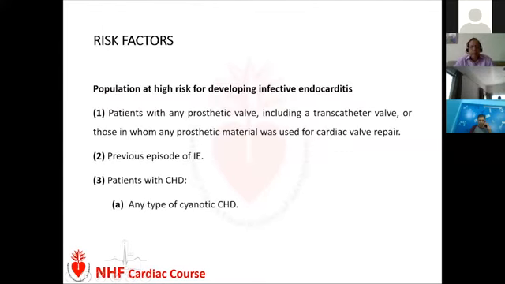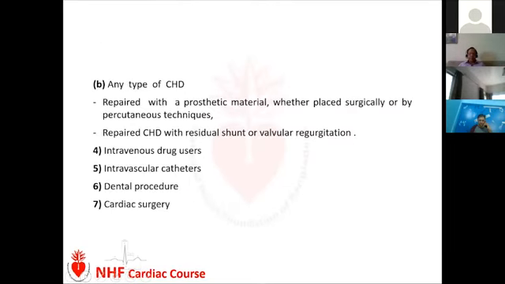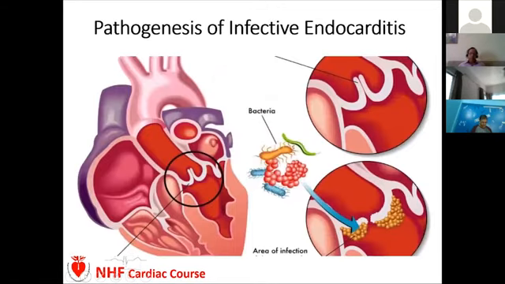Population that are at the highest risk for developing infective endocarditis are patients with prosthetic valves that can be percutaneously or surgically placed, previous history of infective endocarditis, any type of cyanotic congenital heart disease. Repaired congenital heart disease with a prosthetic material, patients with surgical palliative shunt or conduit, repaired congenital heart disease with residual shunt or valvular regurgitation. Intravenous drug abusers, intravascular indwelling catheters, dental procedures, cardiac surgery, and post-cardiac transplant patients.